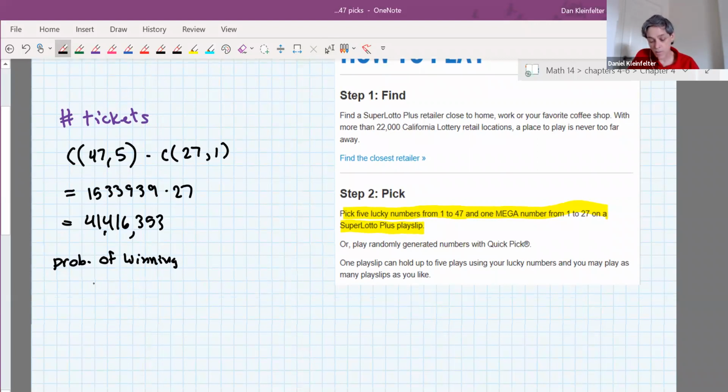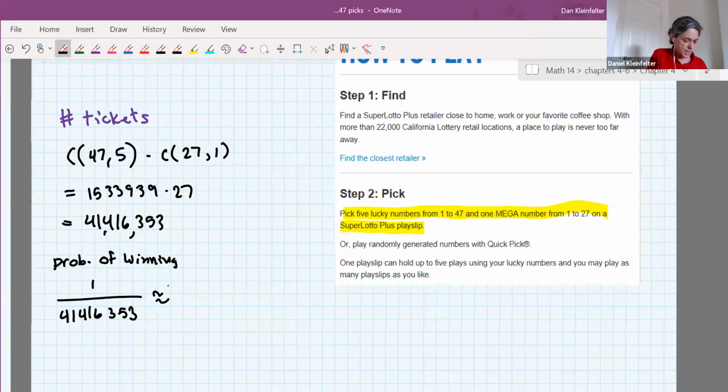So the probability of winning then is 1 in 41,416,353. Okay, and then as a decimal, a really tiny number. It's like 2.41 times 10 to the minus 8. So a really small number.